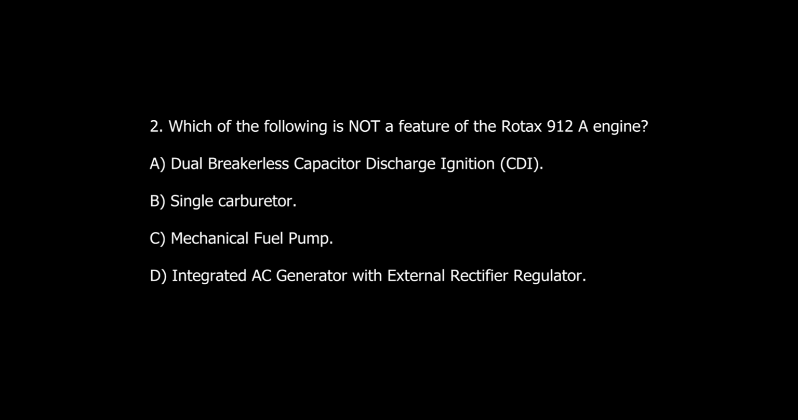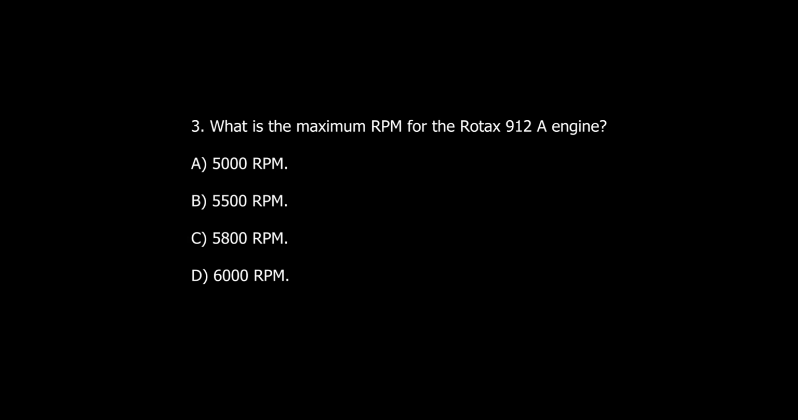Question number 2. Which of the following is not a feature of the Rotax 912A engine? A. Dual breakerless capacitor discharge ignition, CDI. B. Single carburetor. C. Mechanical fuel pump. D. Integrated AC generator with external rectifier regulator. Question number 3. What is the maximum RPM for the Rotax 912A engine? A. 5000 RPM. B. 5500 RPM. C. 5800 RPM. D. 6000 RPM.